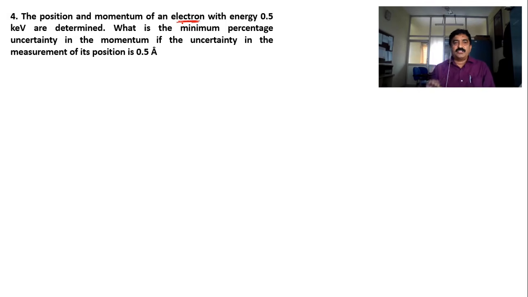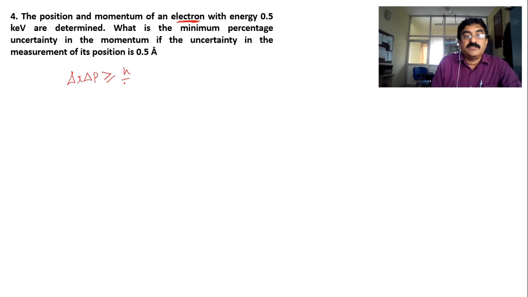With this introduction to the uncertainty principle, now let us proceed with the mathematical form of the uncertainty principle. You know, delta x into delta p is greater than or equal to h by 4 pi, where delta x is the uncertainty in the position, delta p is in the momentum. Let us call this equation 1. Now we find out delta p first, that is greater than or equal to h by 4 pi delta x.